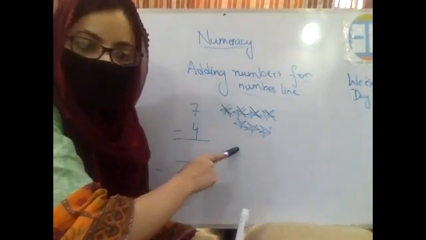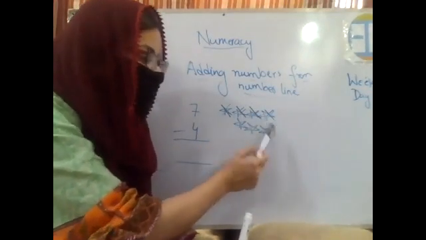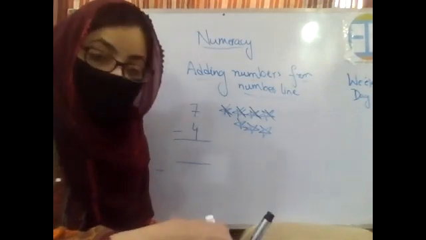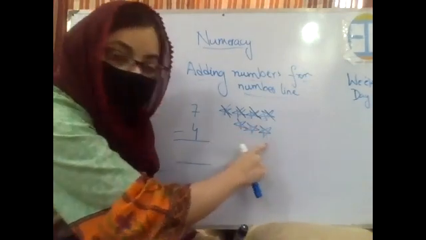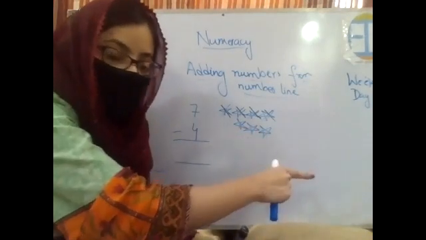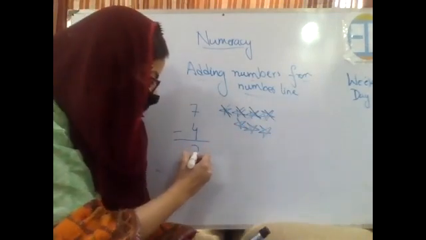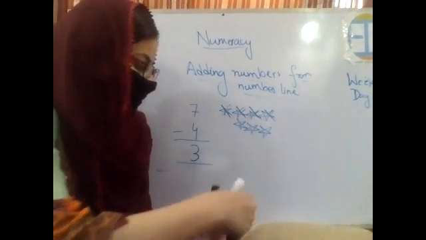How many total stars do we have? One, two, three, four, five, six, seven, right? How many of them are crossed? Four. So how will you know the answer? By just counting the remaining stars. So how many of them are left? One, two, and three. So the answer would be three. Got it? Let's look at this.